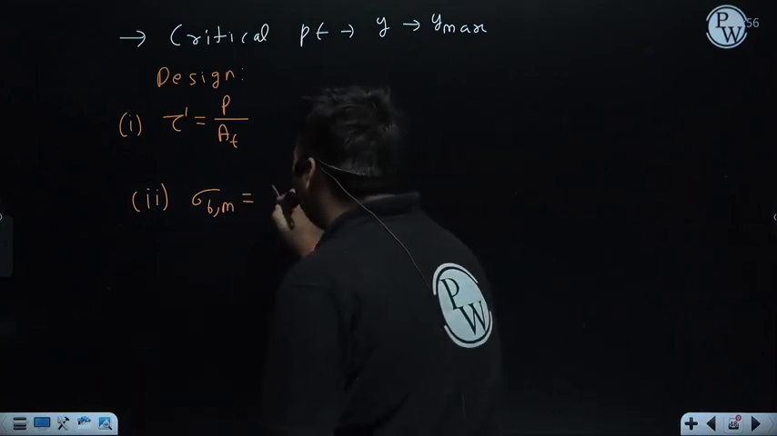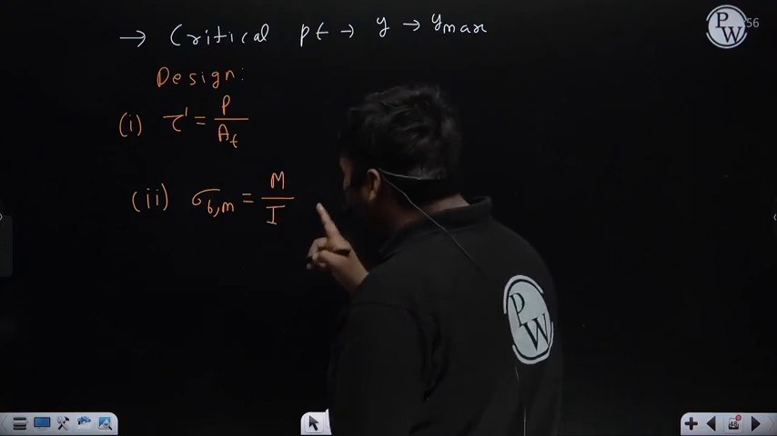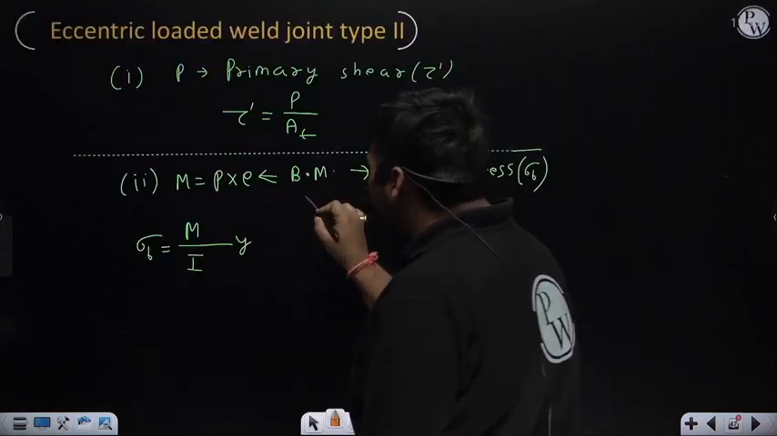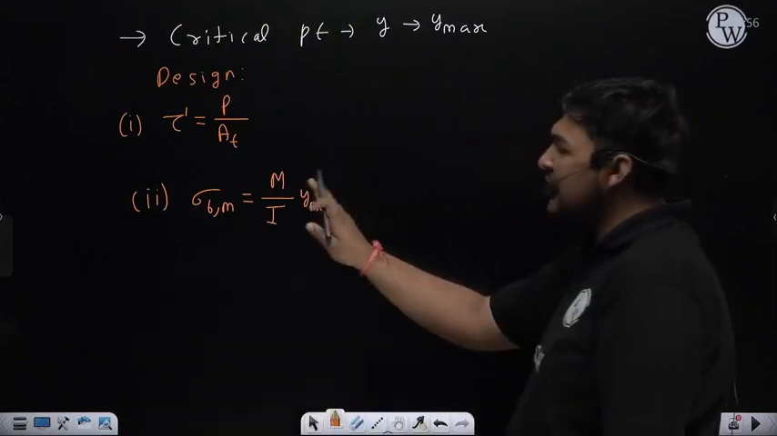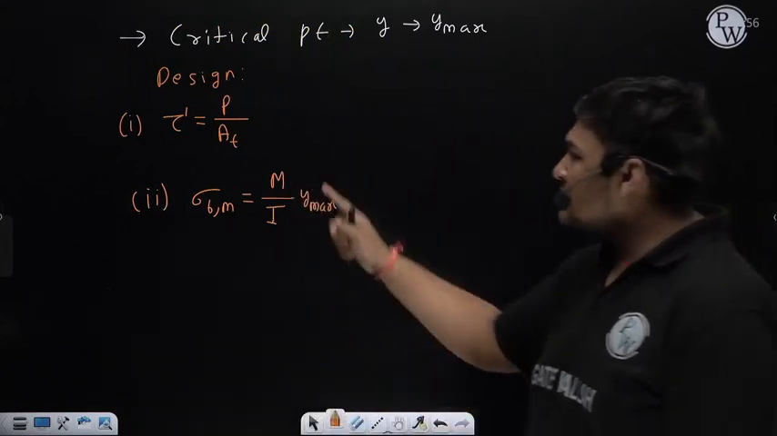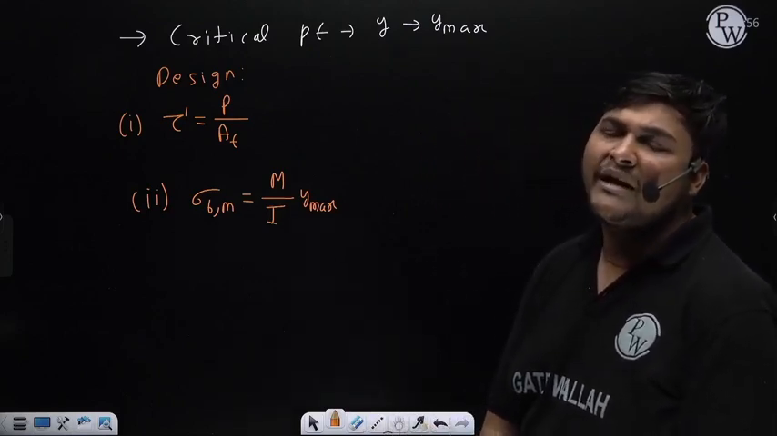So the formula to calculate this will be M upon I, M by I is the same. Okay, and to calculate bending stress at the critical point, we will take the maximum value of y, that is y maximum. So if you calculate y max, you can easily calculate this. Now this is normal and this is shear. So for design, we need to calculate principal stresses or maximum shear stresses.